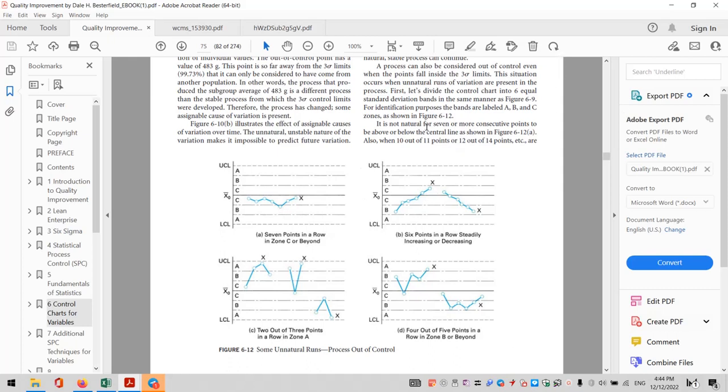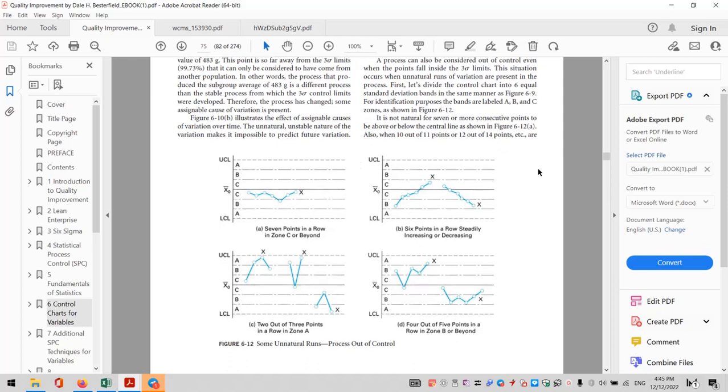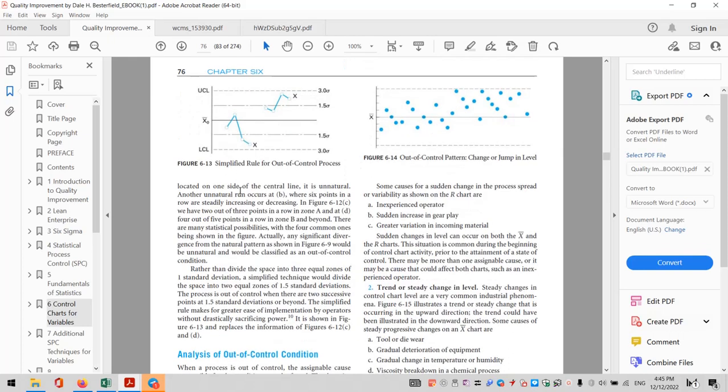It is not natural for 7 or more consecutive points to be above or below the central line, as shown in figure 6.12a. Also, when 10 out of 11 points or 12 out of 14 points, etc., are located on one side of the central line, it is unnatural.